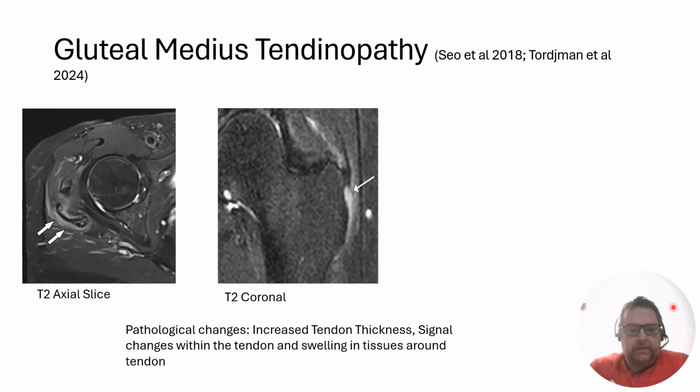Whereas with glute medius tendinopathy, it has the same things to look for, so increased tendon thickness, signal changes, and possible swelling in the surrounding tissues. On the T2 axial slice here, you can see the thickening associated with tendinopathy at the glute med insertion. And on the T2 coronal slice, you can see the increased signal changes suggesting gluteal medius tendinopathy.